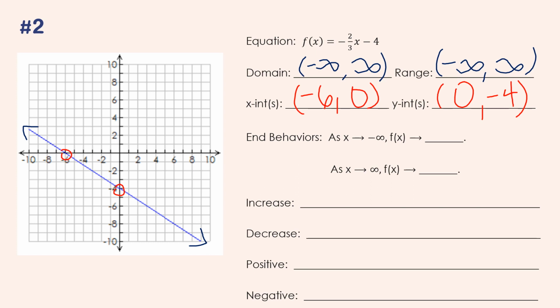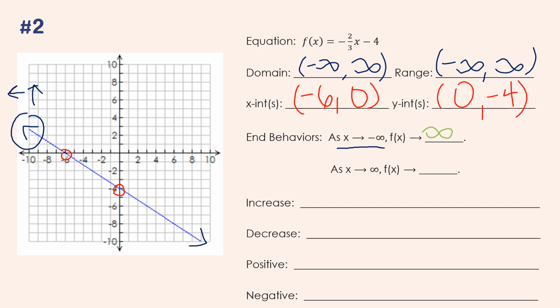For end behaviors, we're focusing on the ends. Again, this doesn't really end, but we're looking at the arrows. So I always do left first, so that would be this arrow right here. It is pointing left and up. Left means that x is approaching negative infinity, which I already gave you. Up means that the f of x is approaching positive infinity.